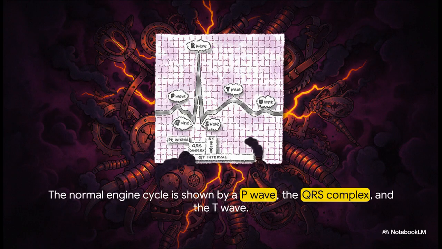That first little bump, the P wave, that's your atrial ignition. Then you get this massive spike, the QRS complex. That is the powerful ventricular compression stroke. And the final bump, the T wave? Well, that's just the whole system resetting for the very next cycle. This waveform is your baseline. You need to burn it into your memory.